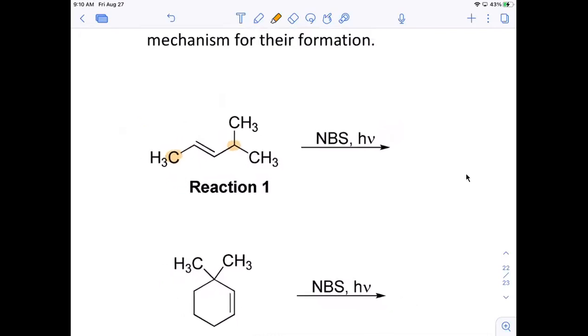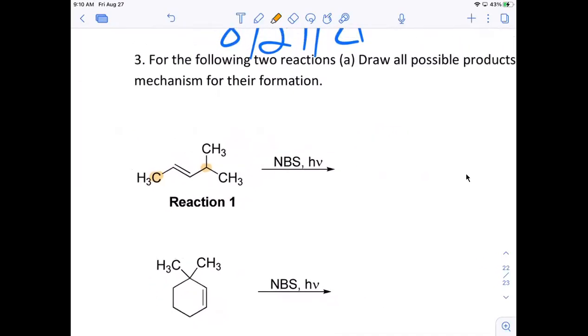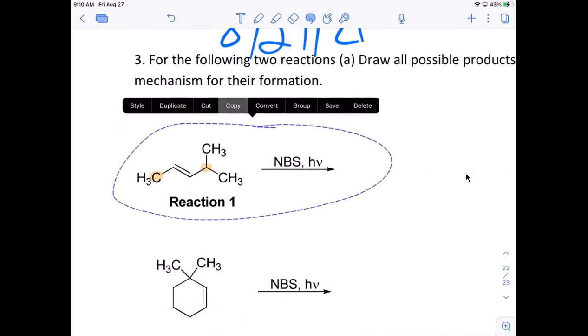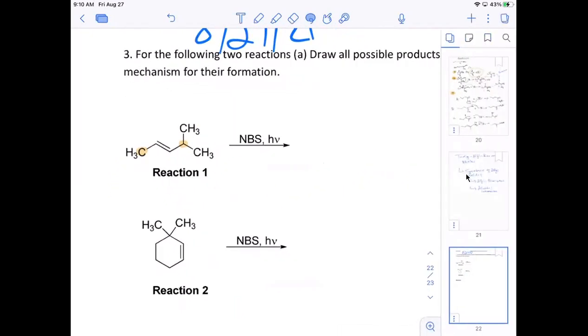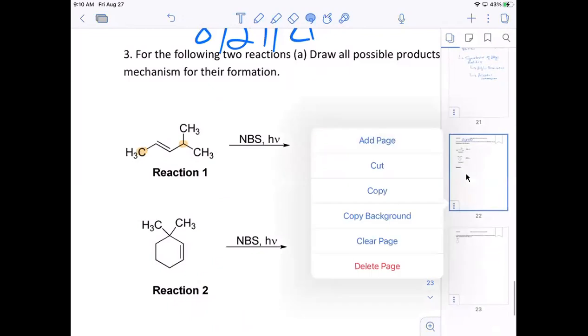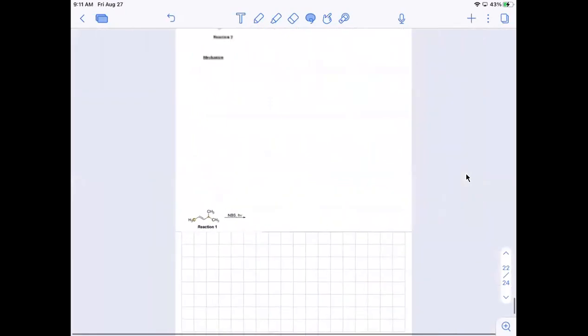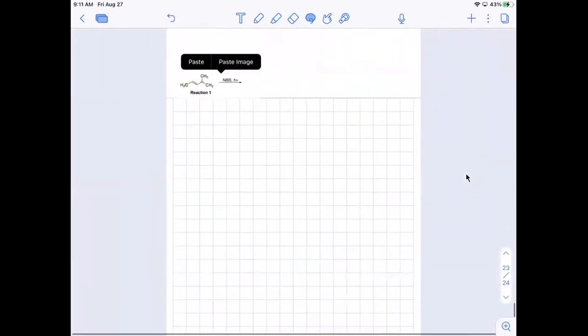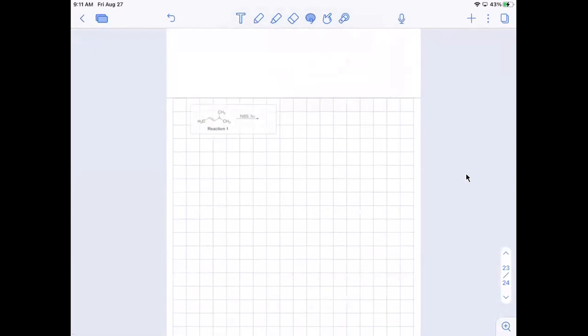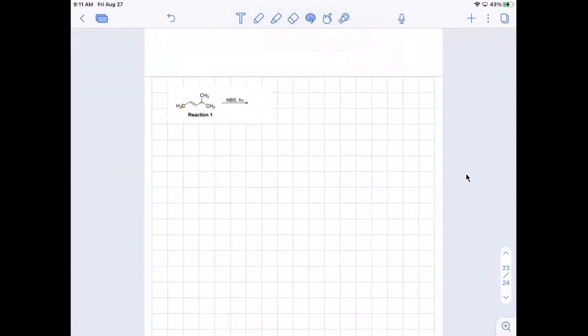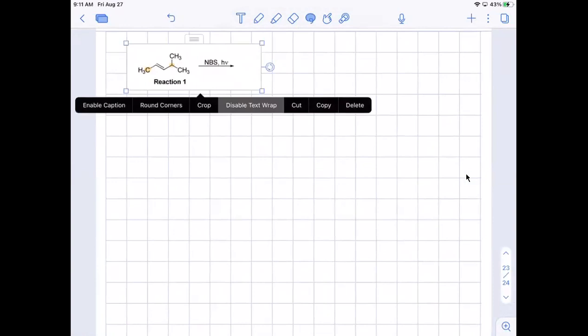All right, so let's take this. I'm going to cut it, because we'll come back up here and draw the products in. I'm going to cut this out so we'll have room to work through this and not be trying to squeeze something into that little small space. So I'm going to paste that down here on this page. Make that a little bigger.